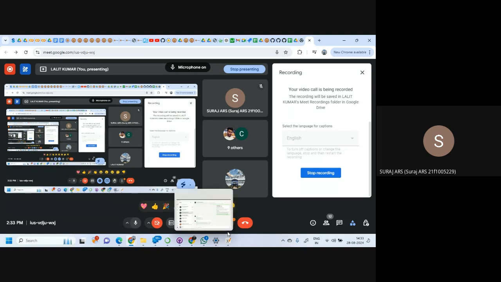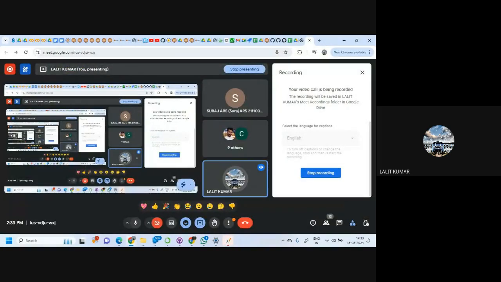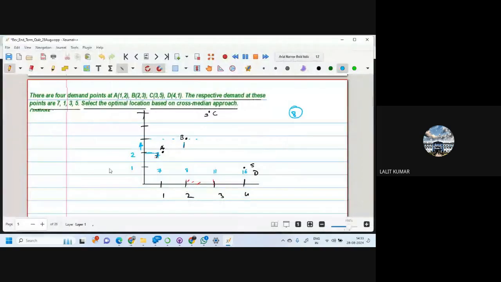Yeah, you're audible. Okay, so if you go horizontally here, just hold on. So here it is 8, and if you come from here, here demand is 5 plus 3, 8. So your median is here. You can select any point either at 2, or you can select at 3, or at 2.5, anywhere.